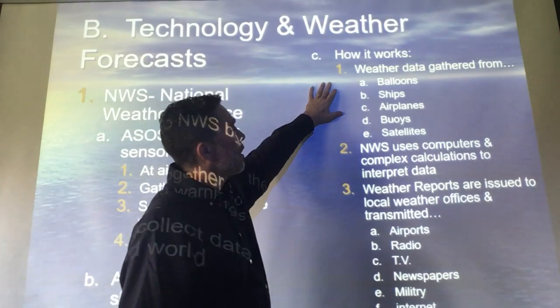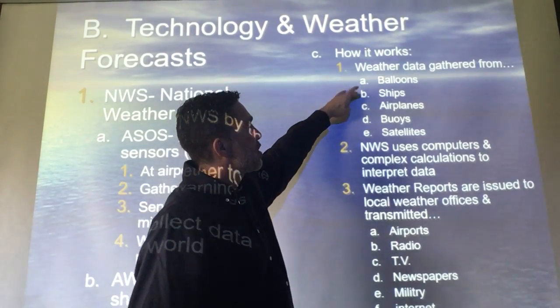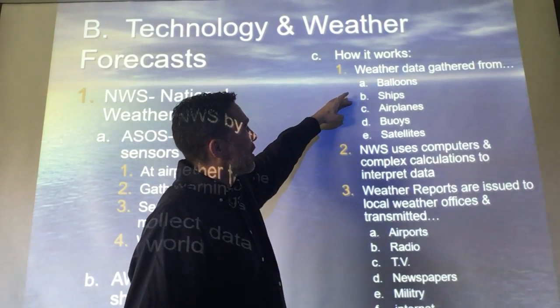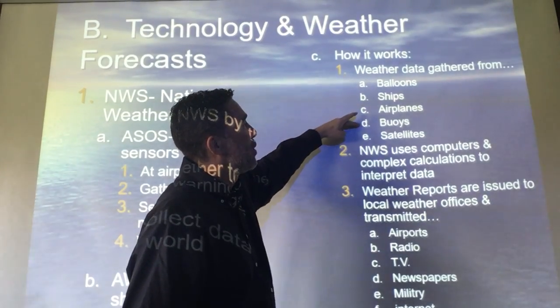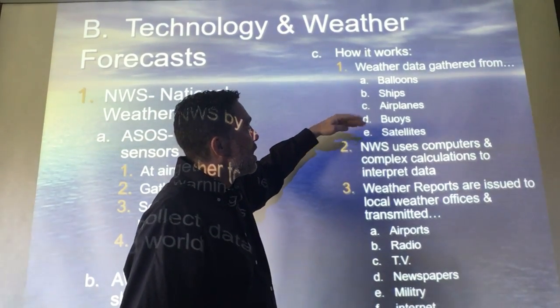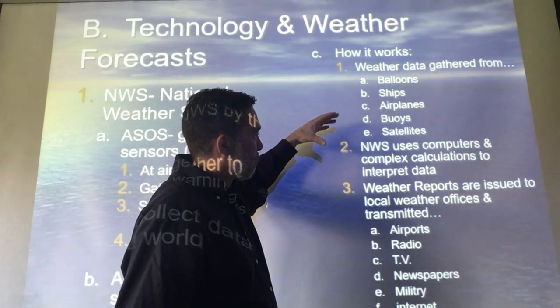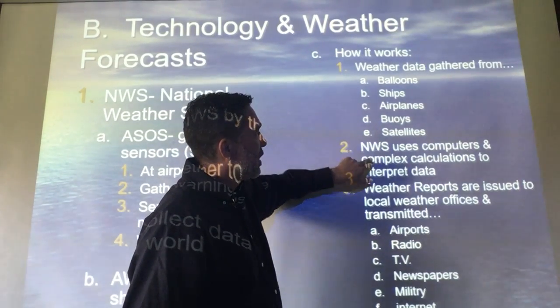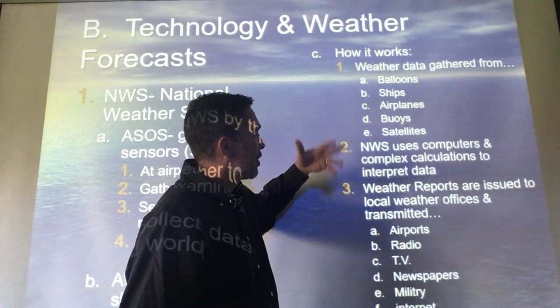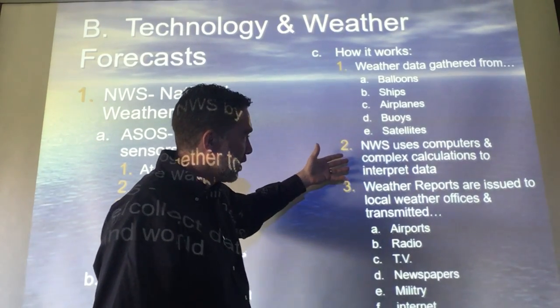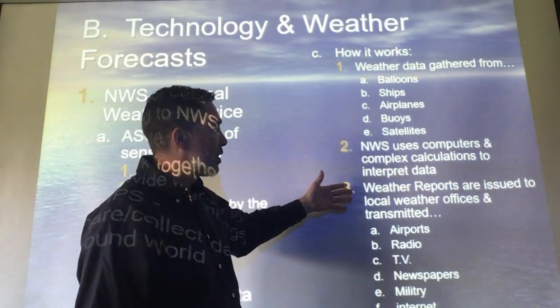Well, sending those weather balloons up is great. Ships can also have sensors, airplanes, buoys. You've got buoys sticking out in the middle of the ocean. Satellites, all working together. And they use computers to send it all to the National Weather Service. Computers go through the calculations and interpret it. Then you have weather reports that are issued.